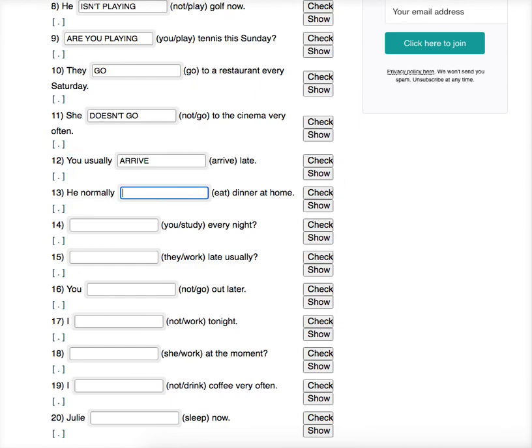Let's continue. Gaby Rojas, the next one. He normally, space, eat dinner at home. So, simple or continuous, Gaby? Simple. Very good. You have normally. So, how can you do it? He normally eats dinner at home.